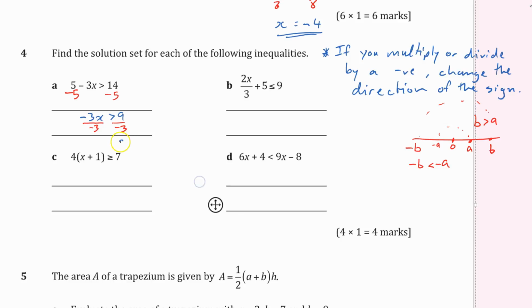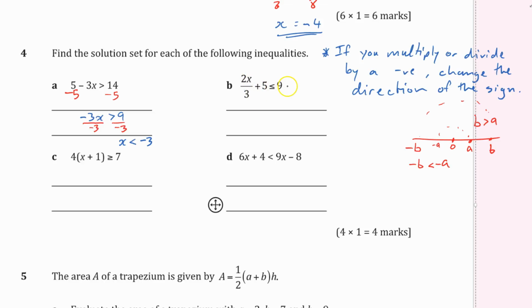So x is greater than, no, it's not greater than, is it? Change the sign, I divided by a negative. Less than negative 3. There you go, 9 divided by 3, negative 3. Beautiful. What about our next one?